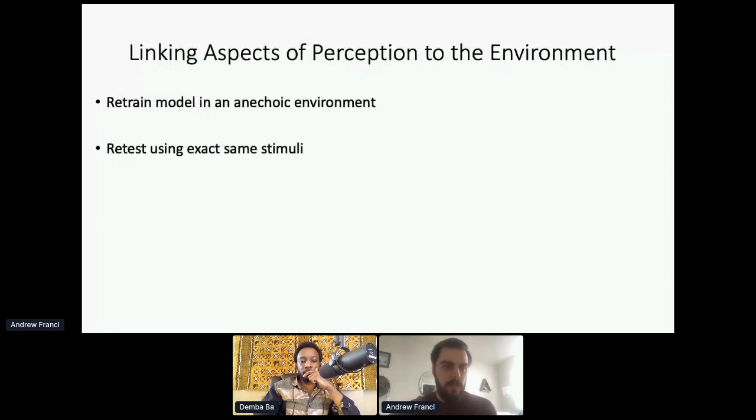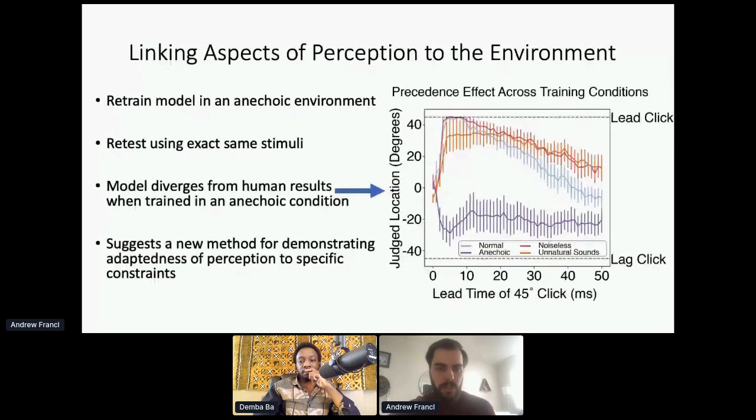And what we're going to do is use that model retrained in an anechoic environment and then retest using the exact same stimuli that we had just previously shown you. And what you see when we do that is that the model diverges from human results when trained in the anechoic condition. And just to orient you to this plot, this purple line here is the anechoic condition. The blue line is the normal condition. And there are two alternative training conditions that I had previously described, shown in pink and orange.